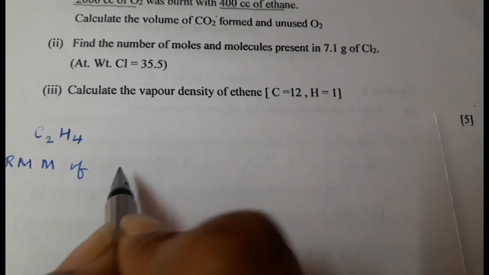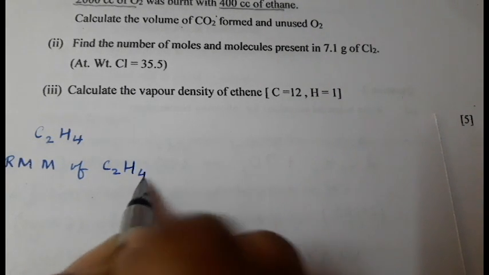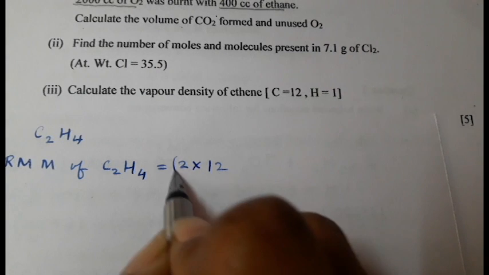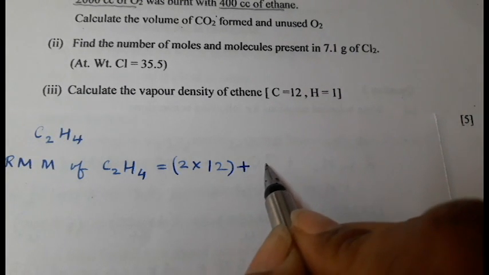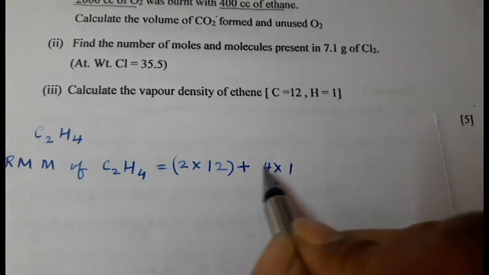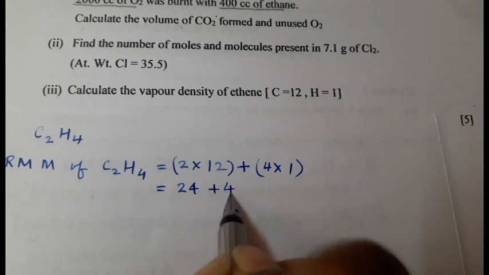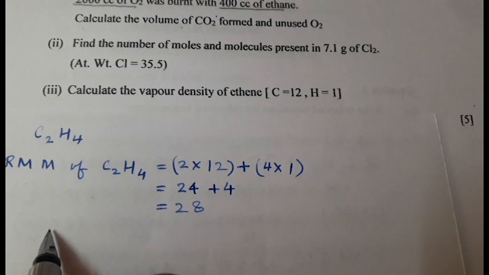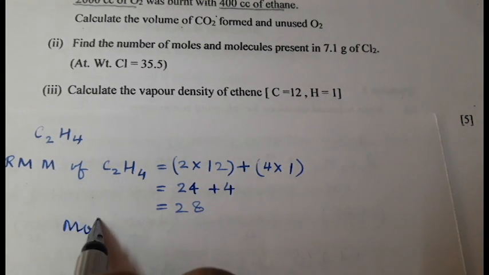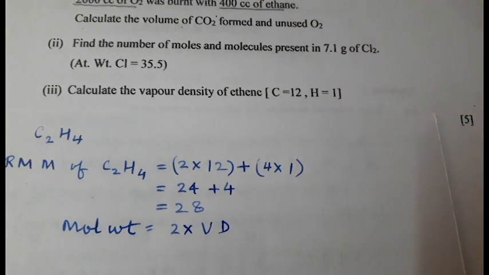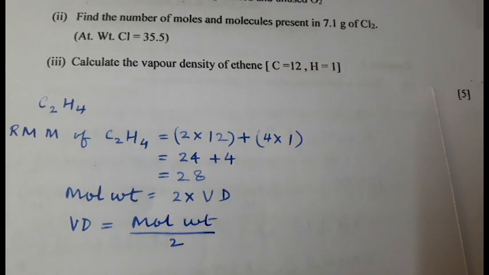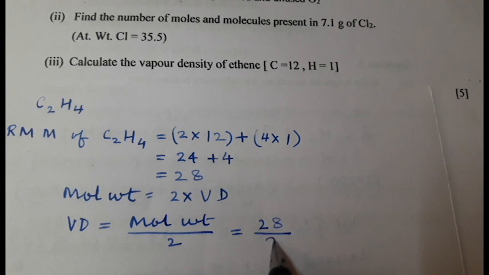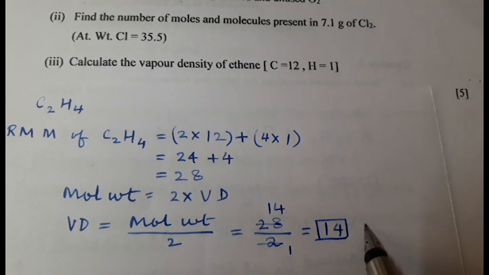So we will have RMM of ethene, that is C2H4, will be equal to 2 into 12, that's the relative atomic mass of carbon, and hydrogen is 4 into 1. That gives us 24 plus 4, which is 28. And we know the relation between RMM, that is molecular weight. We know molecular weight is equal to 2 multiplied by vapor density, which means vapor density is equal to molecular weight upon 2. Molecular weight is 28 upon 2. So vapor density will be, 2 divides here, so that will give us 14 as the answer.